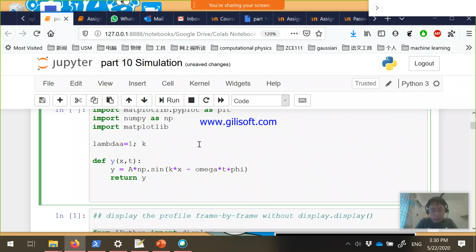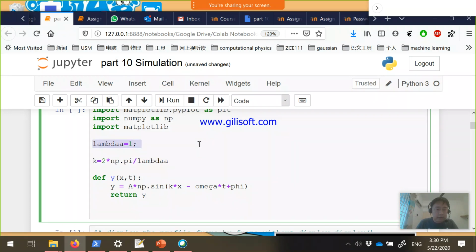Now once the wavelength lambda is defined, then we would define the wave number, which is 2 pi over lambda. So once the lambda is defined, then k is defined. So this and this always go in a pair.